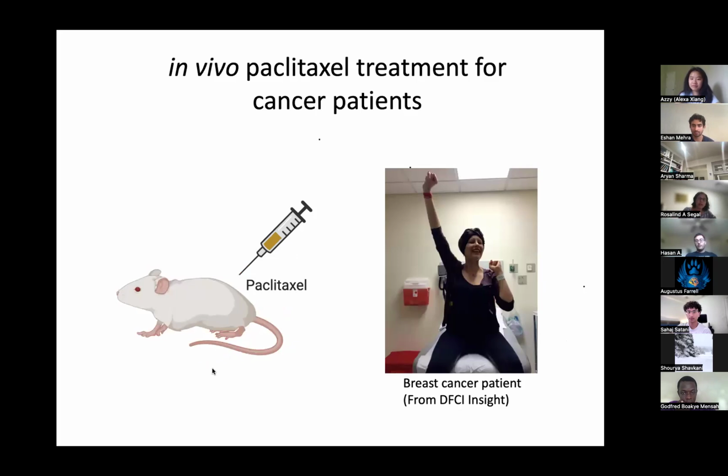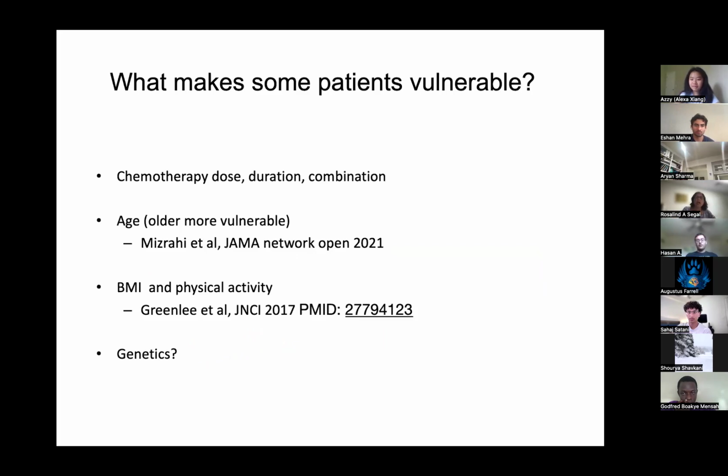But we're still in a mouse, and we want to think about our patients, not just the mice. So a question that someone asked early on is what makes some patients more vulnerable than others? And there's some things we know. If you have a larger dose of chemotherapy, that causes more neuropathy. That's not so hard to imagine. How long you give it for, whether you give just one chemotherapy like paclitaxel or a combination like paclitaxel and carboplatin, two potential neurotoxic substances. Age, older patients are more vulnerable.